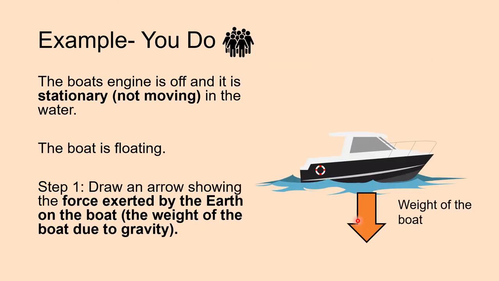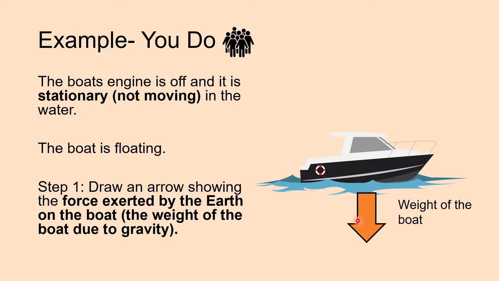Okay, have a go at this example on your own. So, step 1. I've shown you this arrow to give you a start. So the boat's engine is off and it is stationary, which means it's not moving in the water. The boat is floating. So step 1. Draw an arrow showing the force exerted by the earth on the boat. Step 2. Draw an arrow showing the force exerted by the water on the boat.